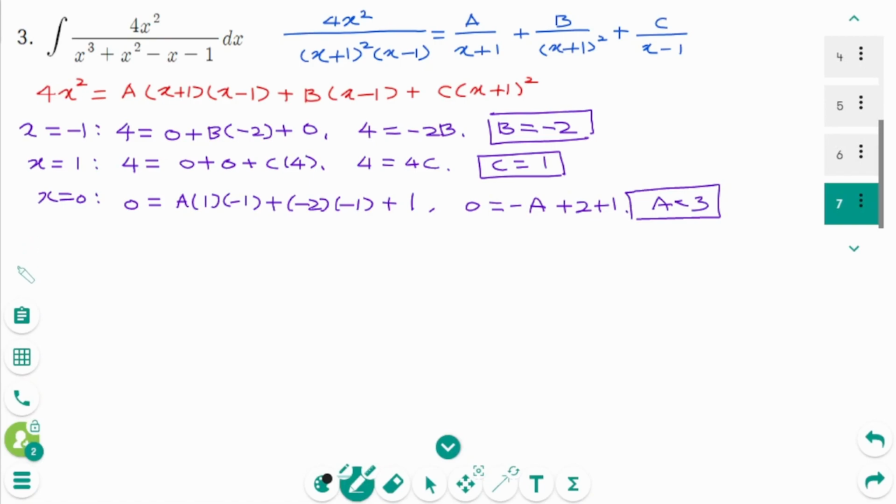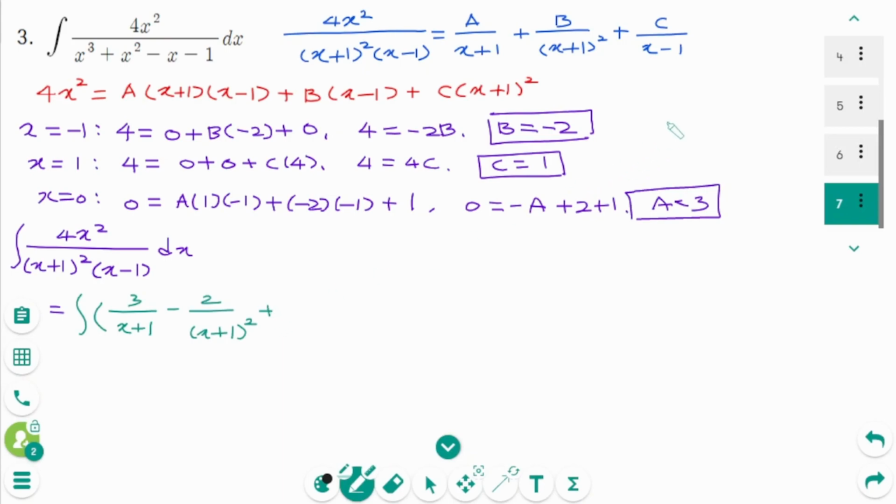So it follows that the integral of 4x squared over x plus 1 squared times x minus 1 dx equals the integral of a over x plus 1, a is 3 over x plus 1, b over x plus 1 squared, b is minus 2 over x plus 1 squared, plus the last one, c over x minus 1, c is 1, then 1 over x minus 1 dx is 3 times the natural log of the absolute value of x plus 1.